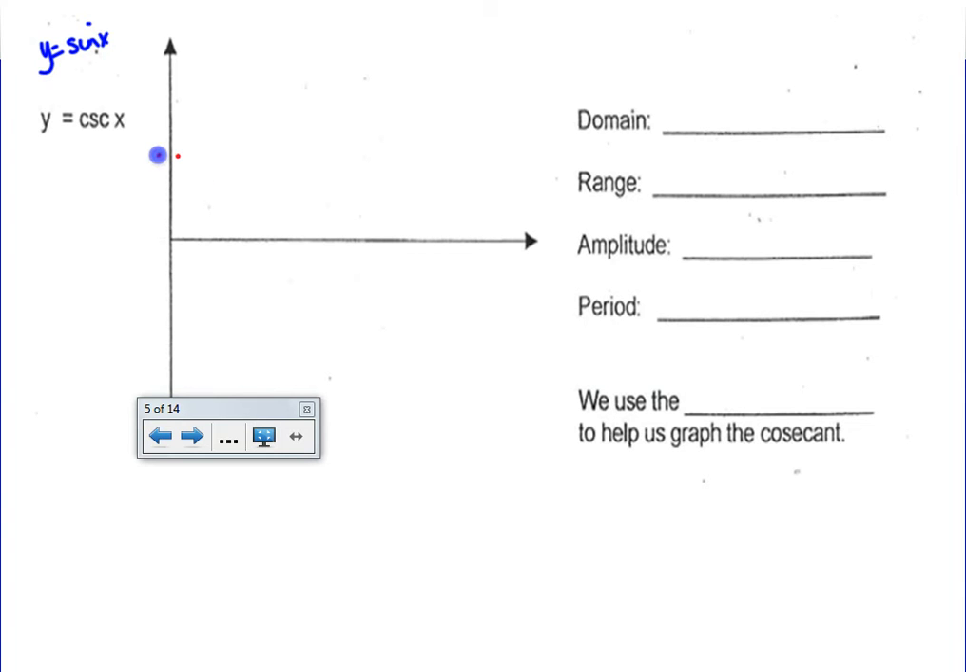And we started with amplitude of 1. If the period was 2 pi, what did I mark for quarter points? What was the first one? Pi over 2. Then pi, 3 pi over 2, and 2 pi.